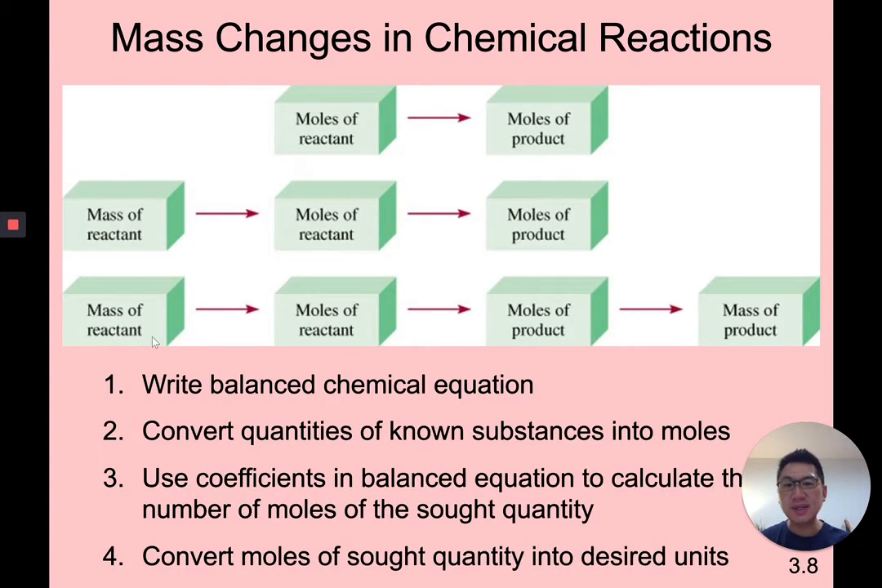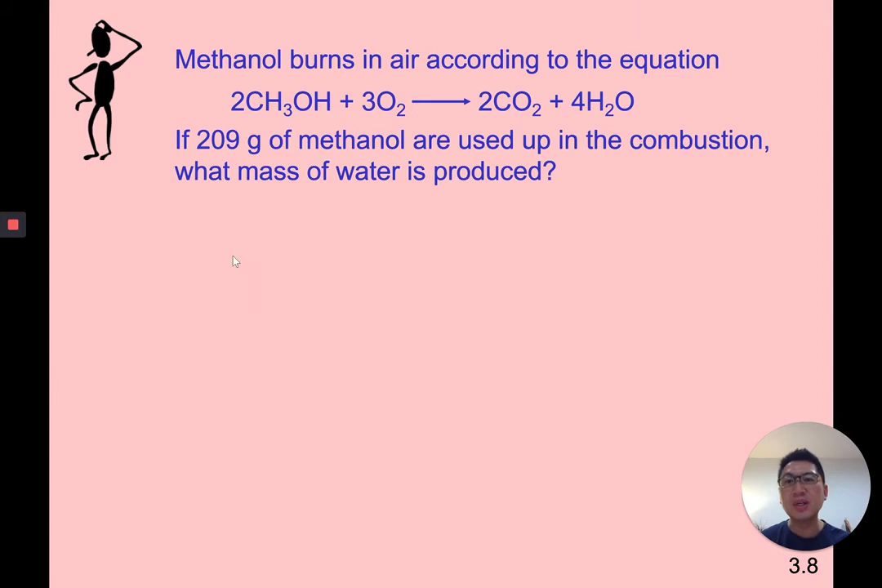So in our balanced equation, the coefficients of everything are always going to be in moles. We're going to use these moles. 2 moles of methanol and 3 moles of oxygen react to make 2 moles of carbon dioxide and 4 moles of water. When we're balancing equations, the coefficients are always in moles.